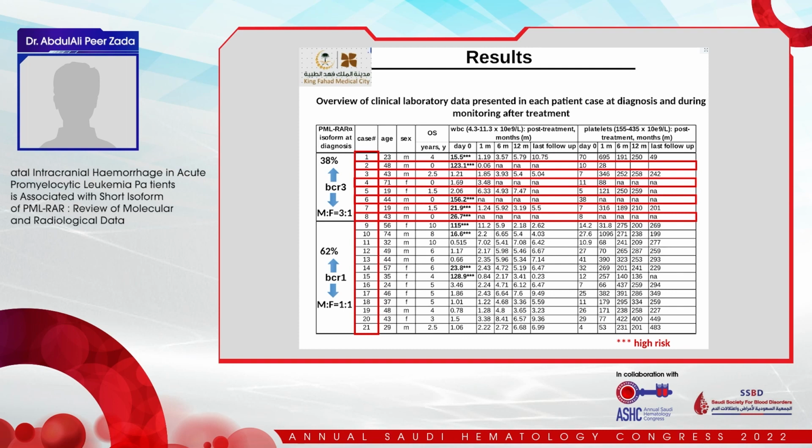These were the BCR3 patients who unfortunately died early. So there was high mortality even before starting the treatment. That's why I have highlighted them here. And as you can see, most of these BCR3 patients were high risk according to the Sanz score, with WBC greater than 10,000 and platelet count greater than 10,000.